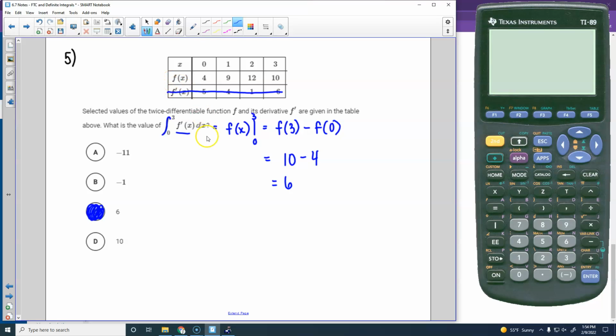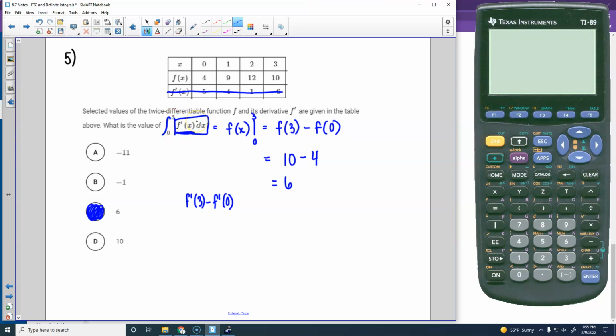Because whenever you integrate f prime, you will get f. So if you just did f prime of 3 minus f prime of 0, you wouldn't be integrating anything because you didn't change anything. You're just plugging 3's and 0's in. So to integrate means that you're integrating whatever you've got here.